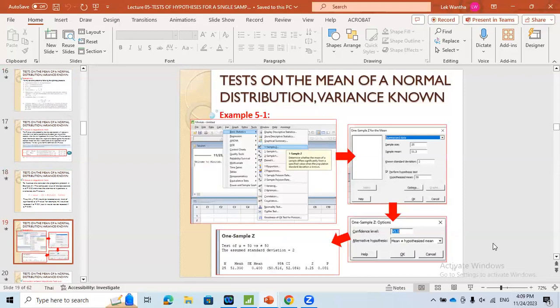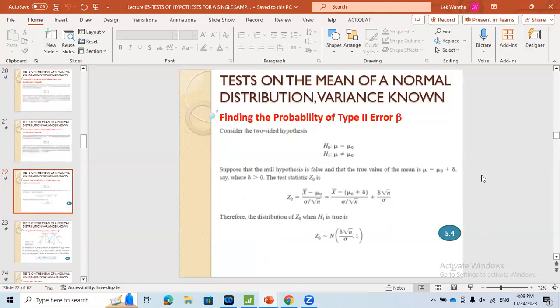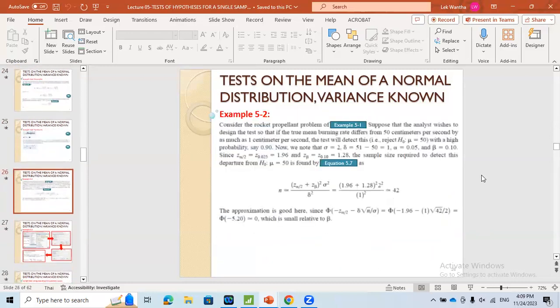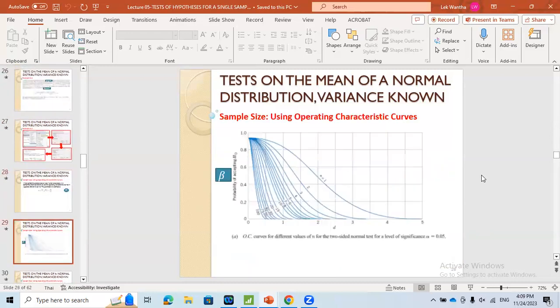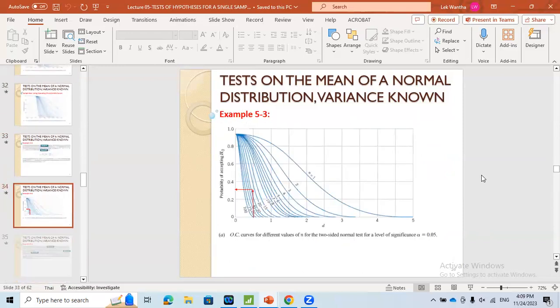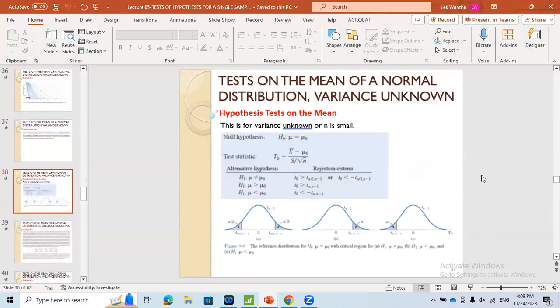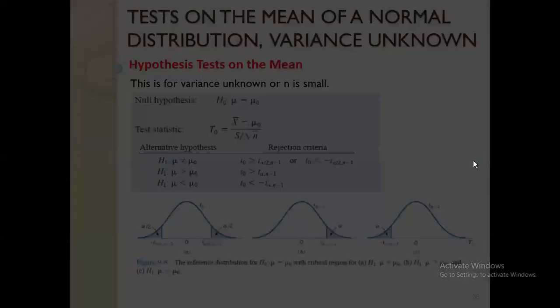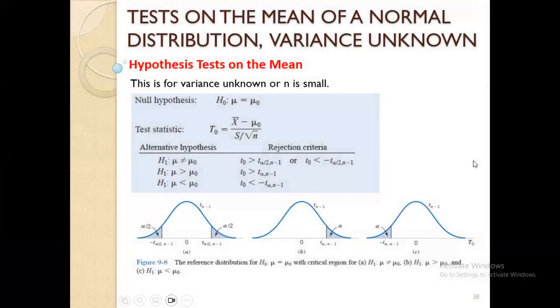We use the same equation, but with S instead of sigma only. For the next one, we will talk about the case where we use the T-distribution for small data. For small data, it's maybe n less than 30. N is small.